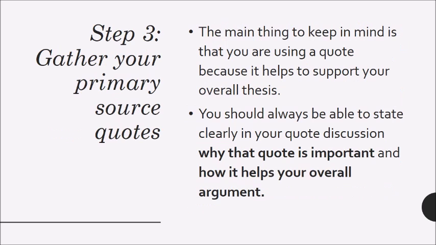Now, once you have some broad arguments laid out, you know what kind of things you need to prove in your essay. So now you can start looking for actual quotations from your primary sources to help back up those arguments and prove that they're right. The main thing to keep in mind when you're looking for quotes from your stories is that you're choosing each quote because it helps to support not just an individual argument, but ultimately your overall thesis statement. For each quote, you should be able to state clearly in your quote discussion why that quote is important and how it helps your overall argument.